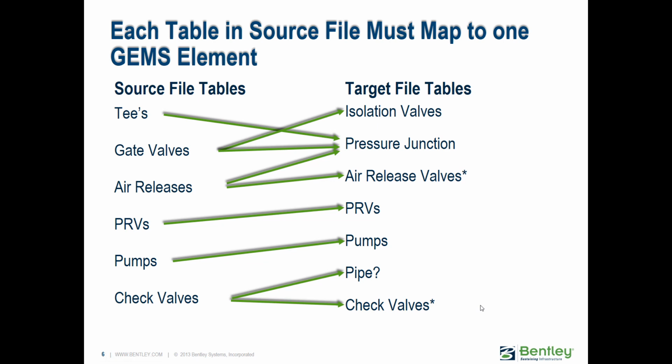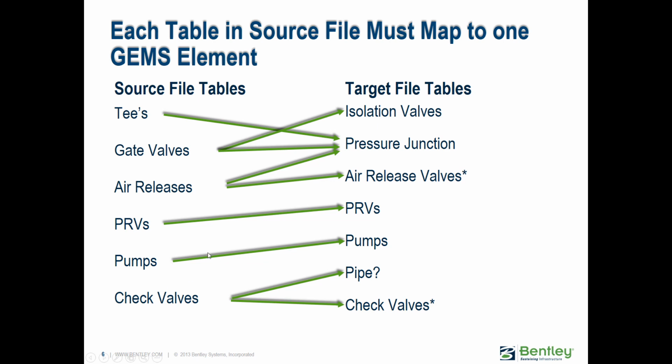Each table in the data source must map to one GEMS element. What this means is that whatever you have as far as a table of data, whether it's a particular shapefile, a worksheet in a spreadsheet, a database table, whatever it may be, each one of those will map to a certain element type in Hammer. Some examples here: a T is probably a pressure junction. A gate valve could be a pressure junction, or maybe an isolation valve. Air releases could either be an air valve element if you want to include them, or maybe you would want to just omit those and import them as pressure junctions.